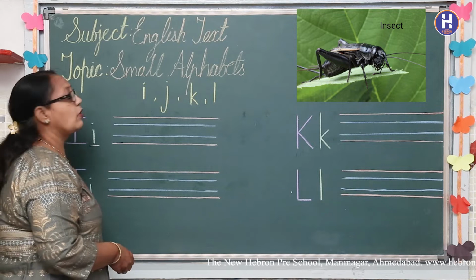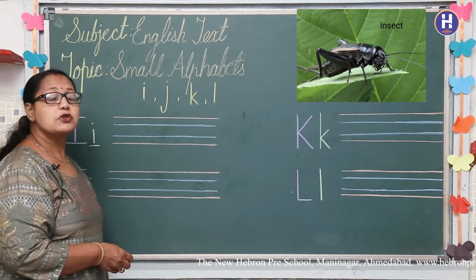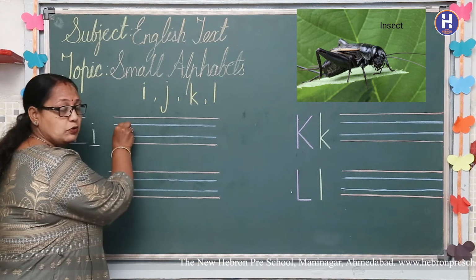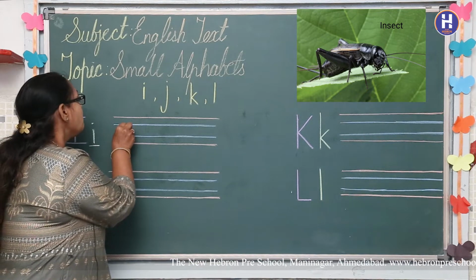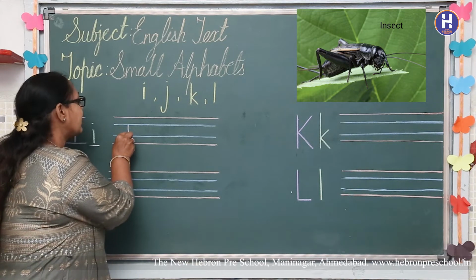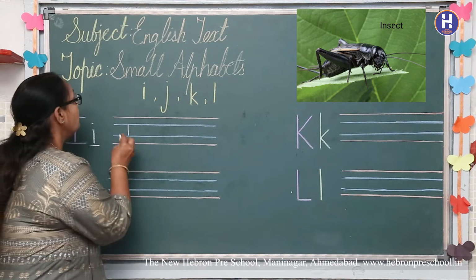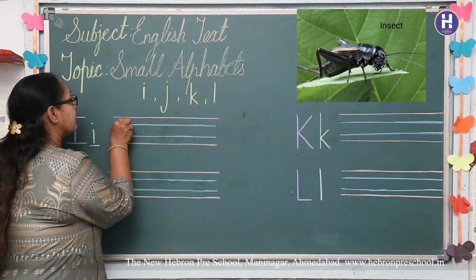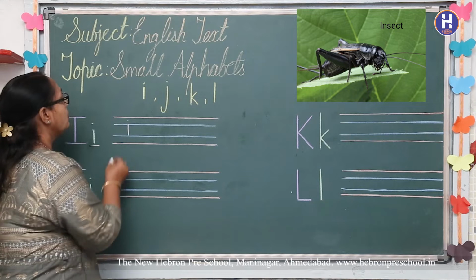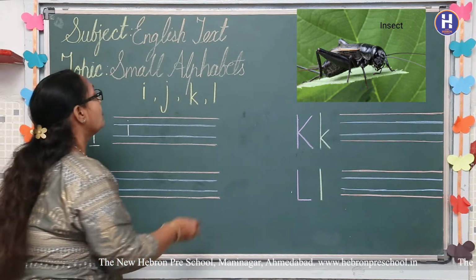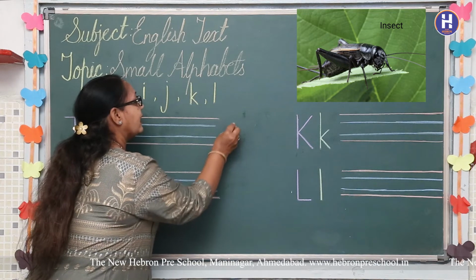We will write small I between the two blue lines. Start from the first blue line. Make a standing line till second blue line. Now you have to make a dot between red to first blue line. This is small I.